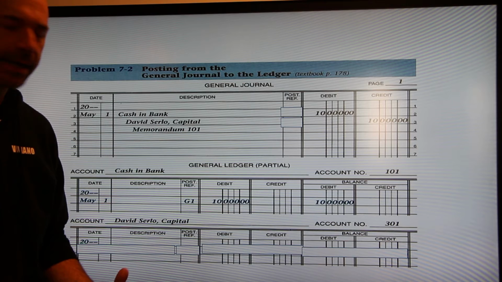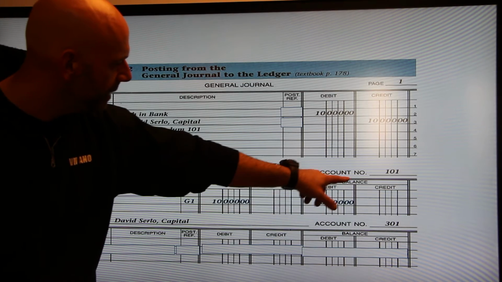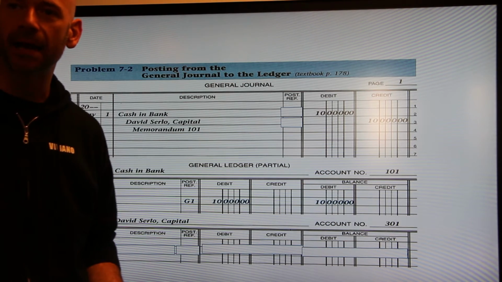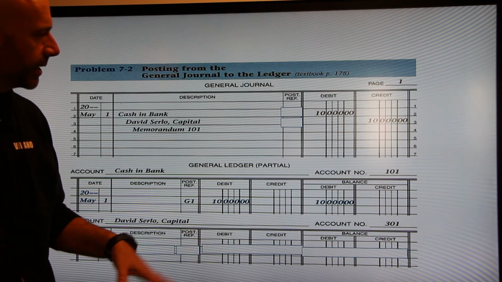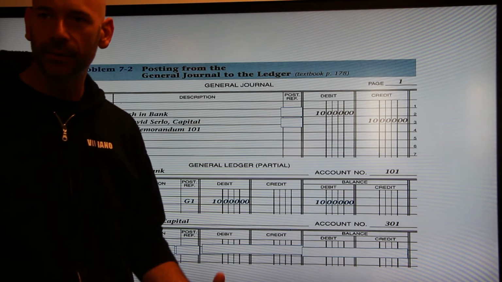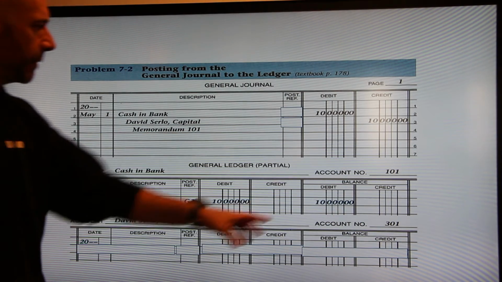So if you wanted to look right now, whatever the last number is in the balance column, that's what gives you your balance of that account. So I could say just by looking at the cash ledger account that the balance we have in cash right now is $10,000. Okay, but we're not done.